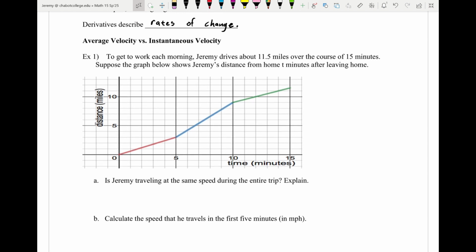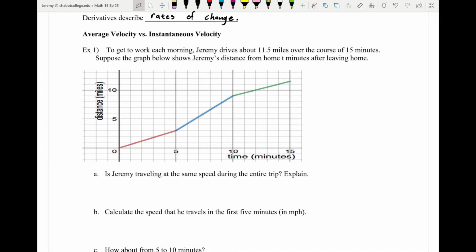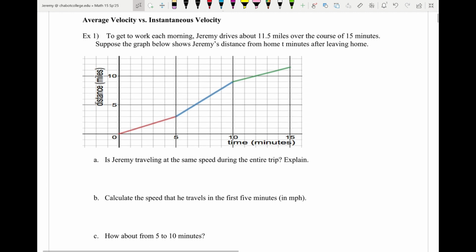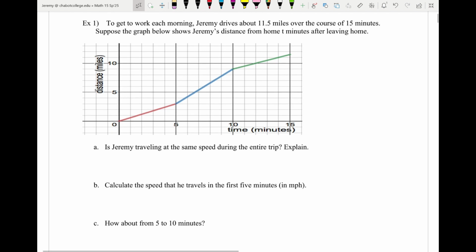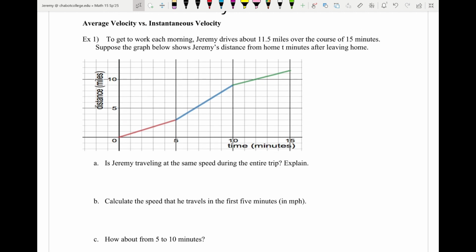So here's a very simple example. To get to work each morning, Jeremy drives about 11.5 miles over the course of 15 minutes. Suppose the graph below shows Jeremy's distance from home t minutes after leaving home. So we're not given any specific function here. We are just given this graph.